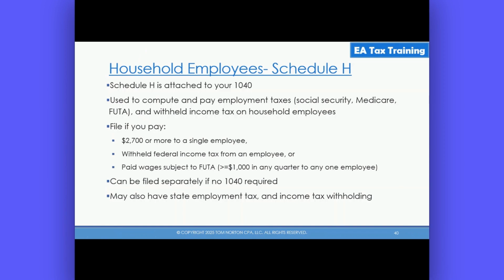When you pay this tax, if you remember back when we talked about other taxes, these taxes were one of the other taxes. So you use Schedule H, you compute everything that you owe, and then whatever amount you owe, you list as an other tax on the 1040. If you're not filing a 1040, then you just send in the amount with your Schedule H.